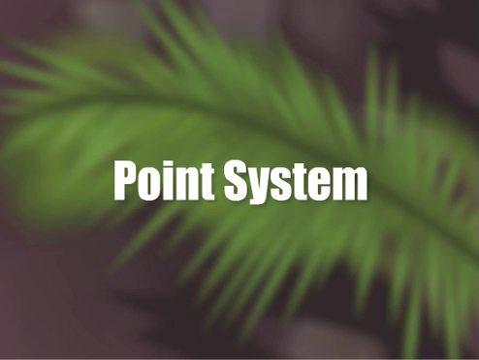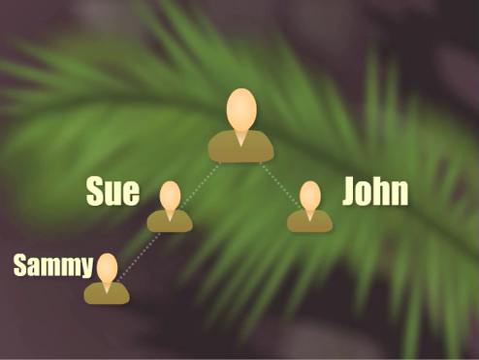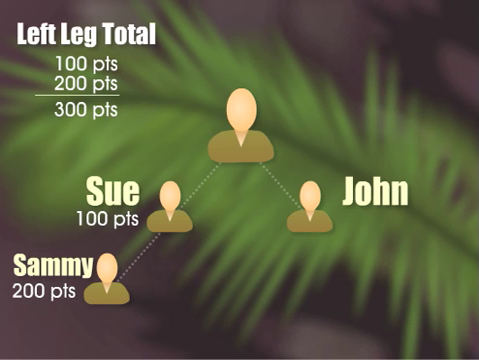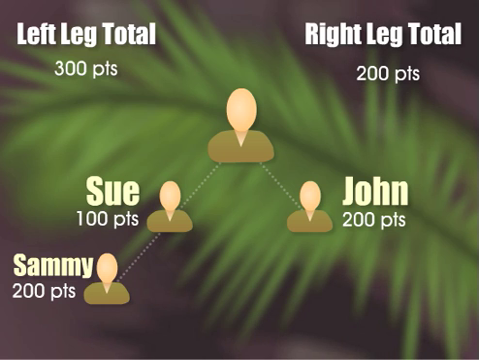Team commissions you earn are based on points, and points are awarded when product is sold in your downline. The term downline refers to those that are in your tree, regardless if they are on the left or the right side. So, for instance, if Sue orders a case of Monavie, which is 4 bottles, 100 points are added to your left leg volume. If Sammy orders 2 cases, that's 200 points, making your total left leg volume 300 points. And the same applies for purchases on your right leg. If John purchases 2 cases, now you have 200 points on your right leg.